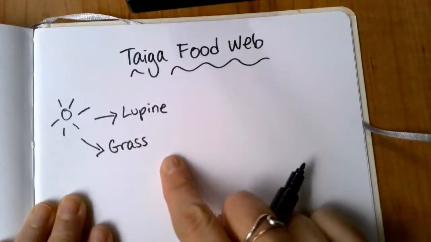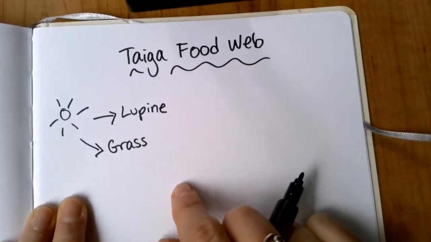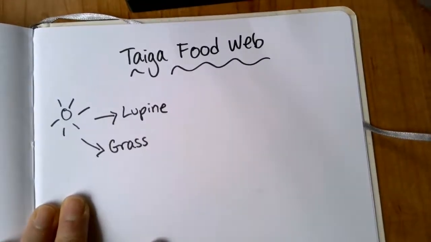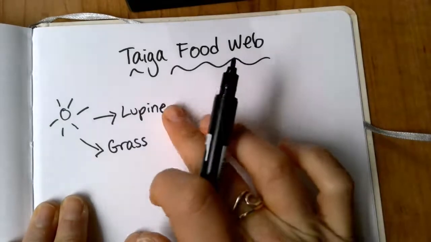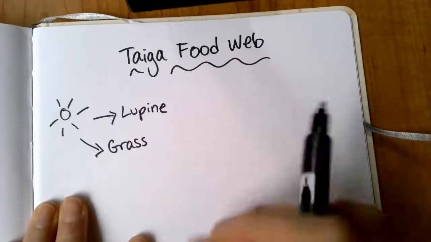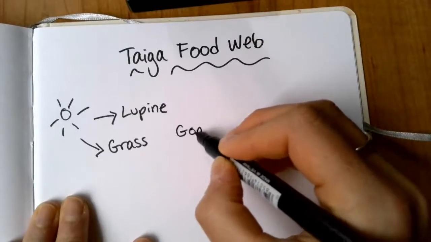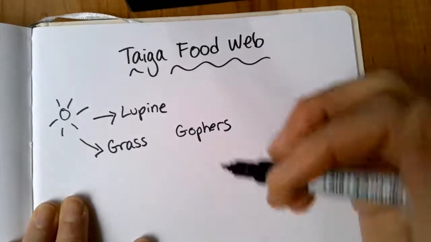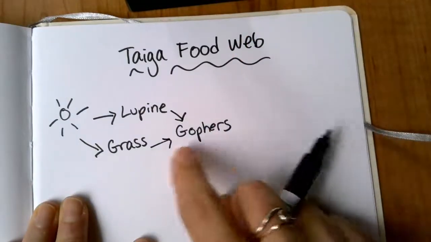All right, the first consumer that we can see are gophers. So it says that the gophers eat both lupine and grasses. That means I want to draw them kind of in between the two so that I can easily draw those arrows in. So you should check and make sure, where you have gophers written down, do you have grass and lupine giving energy to the gophers?